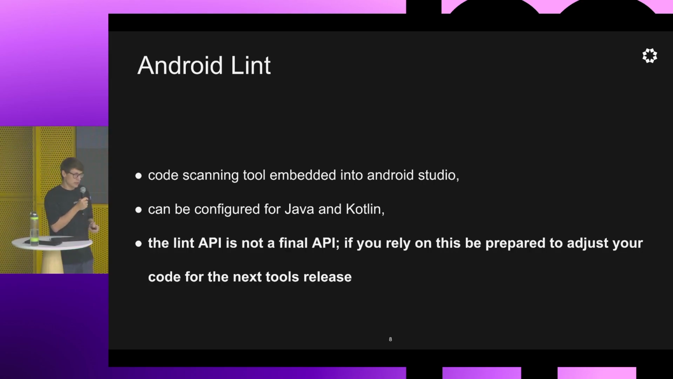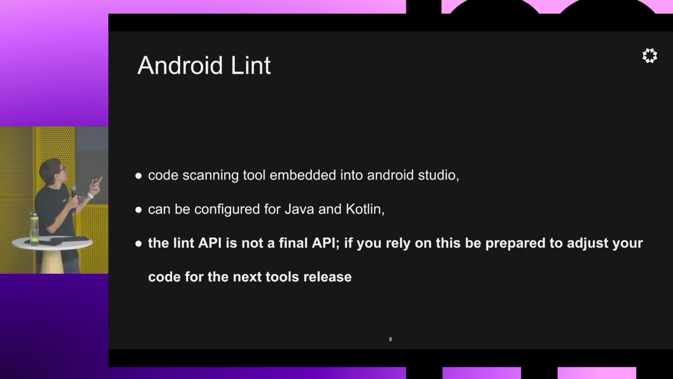So the first one, the most obvious one, is the Android lint. This is the thing that's already embedded into Android Studio. This is the tool that actually marks up your code already there. So it probably could be a good option to extend.